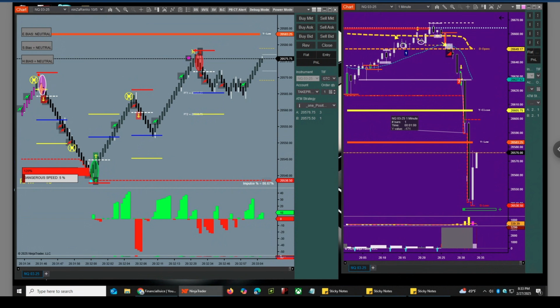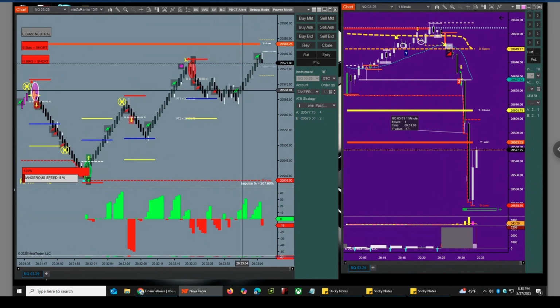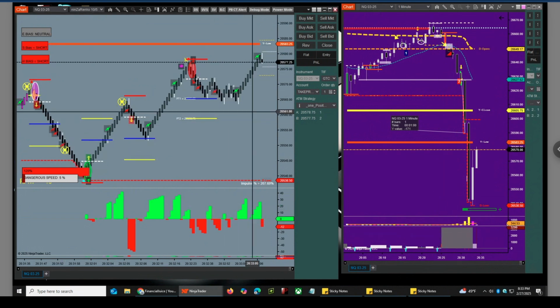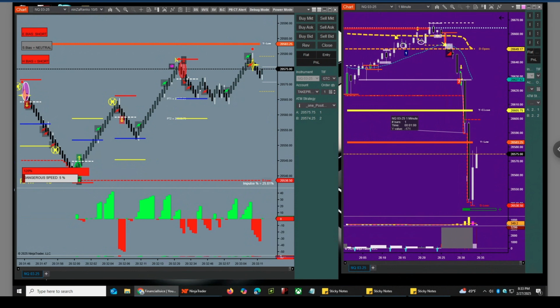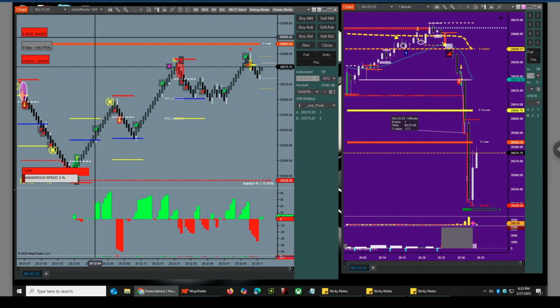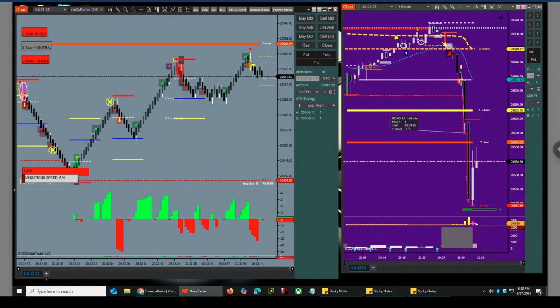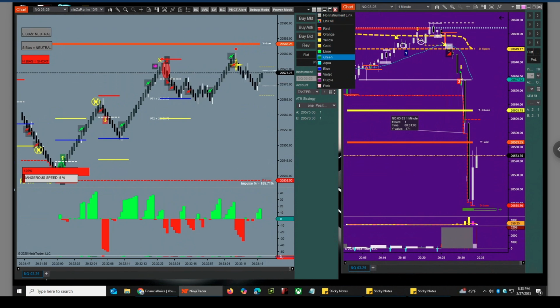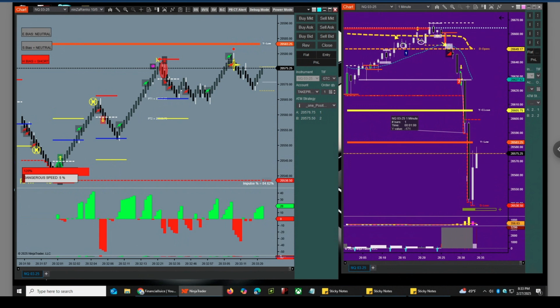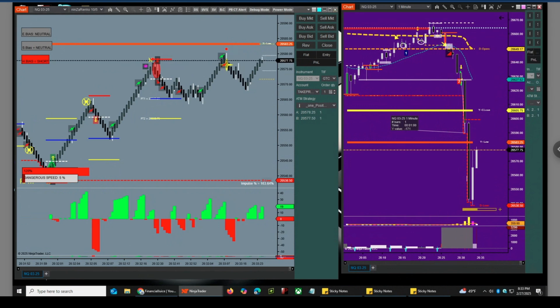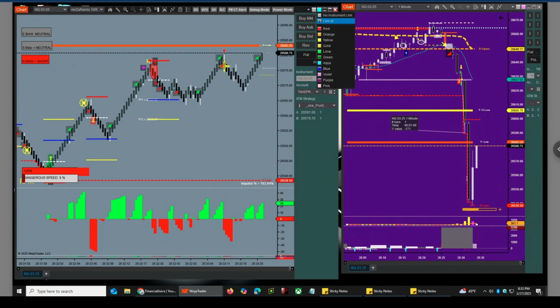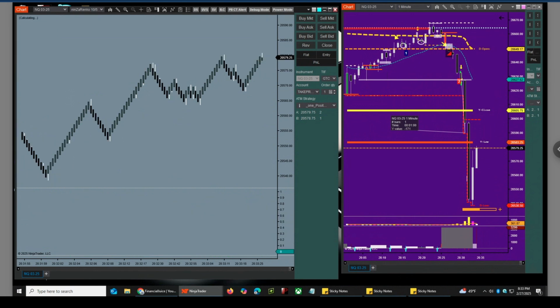So what I do right now is I stay away. I stay away from this thing right now because this is well beyond my acceptable risk. So I'm going to switch. Let's put this on aqua. No, I'm sorry. Let's put this on violet because I also have other markets that I can look at.